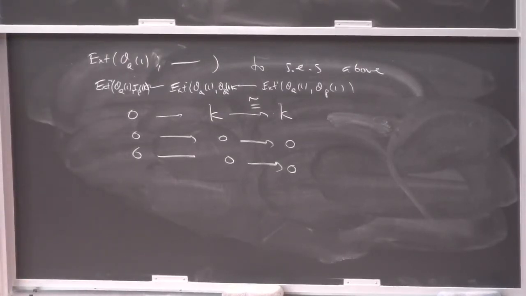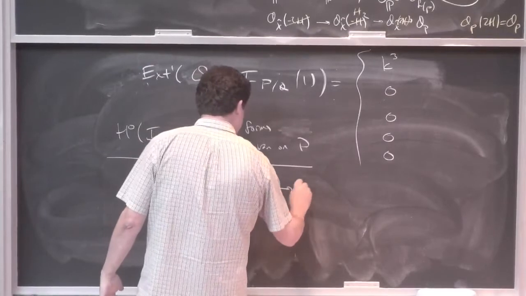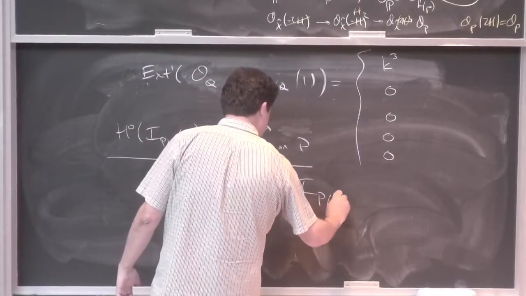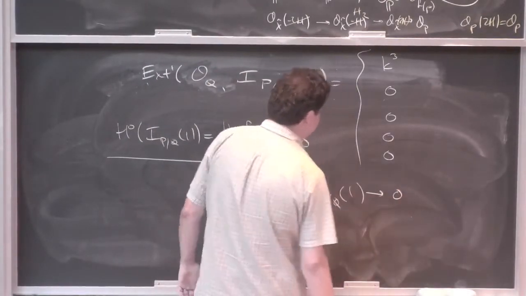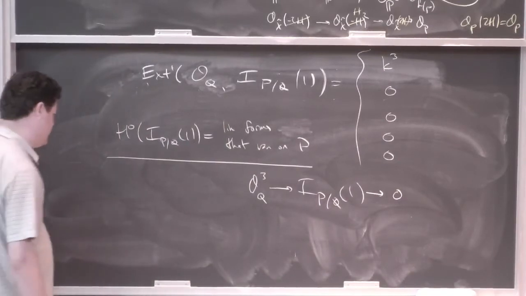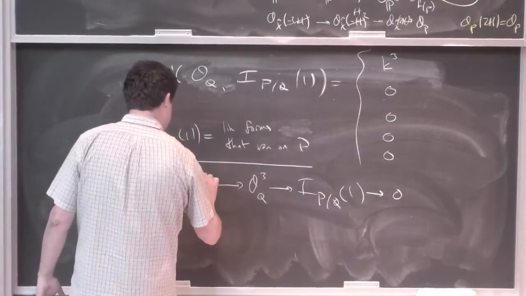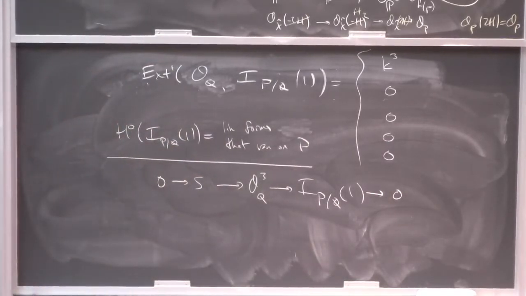Great. And so we'll play the same game again. So we have a map from OQ cubed to the ideal sheaf. And it turns out to be surjective. And I'm going to declare the kernel, I'm going to call it S, for spinor. What it has to do with spinors is a long story.